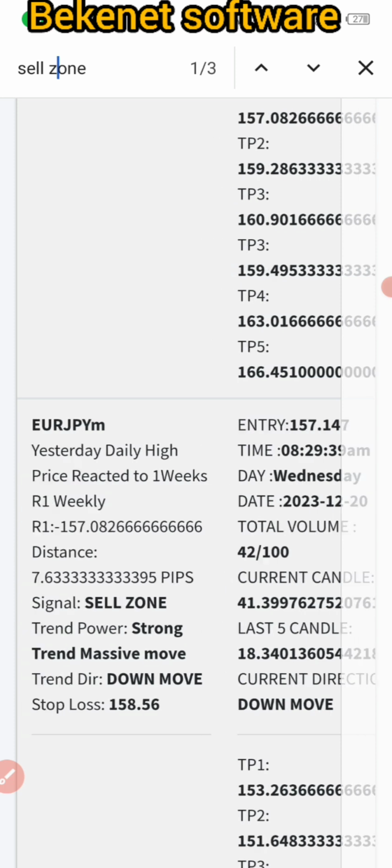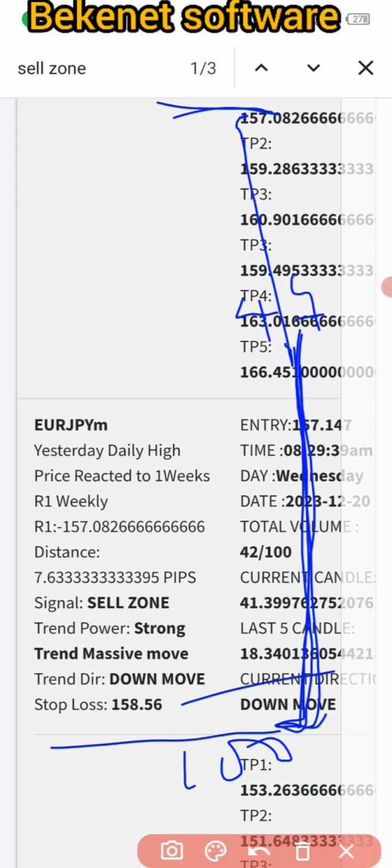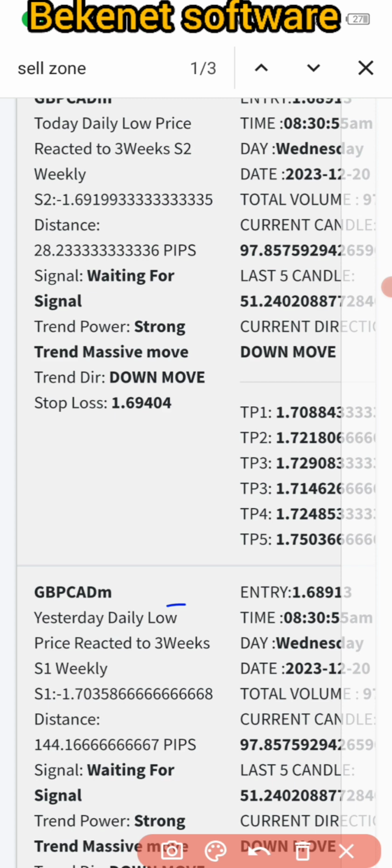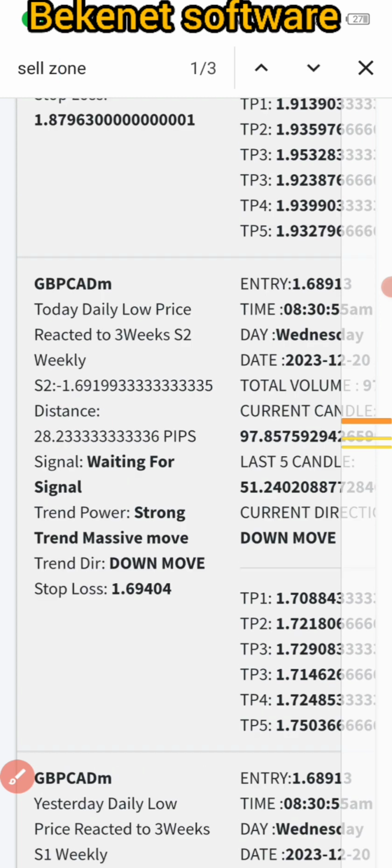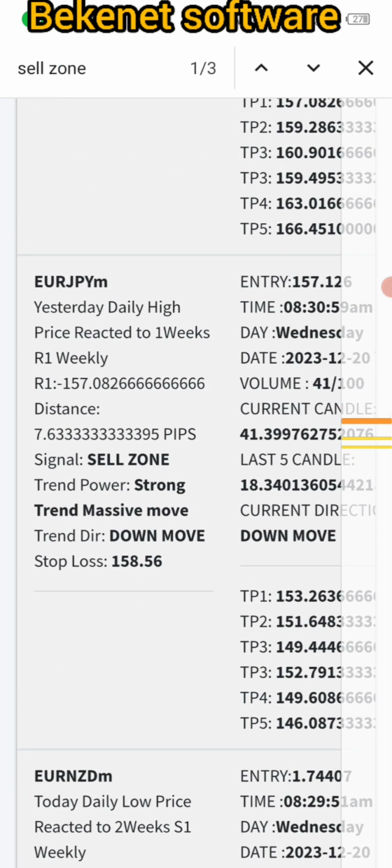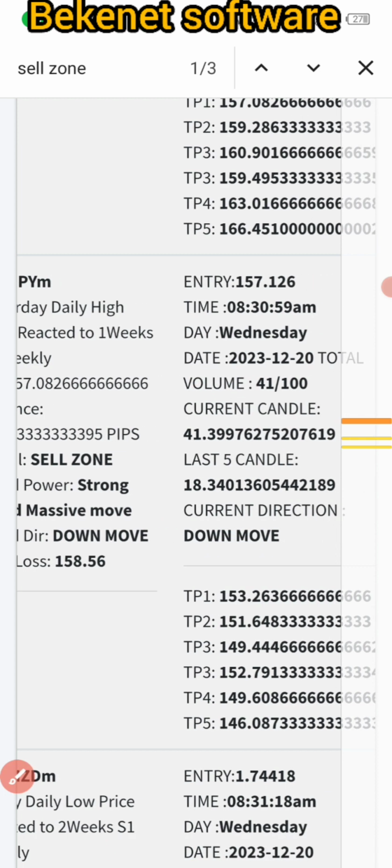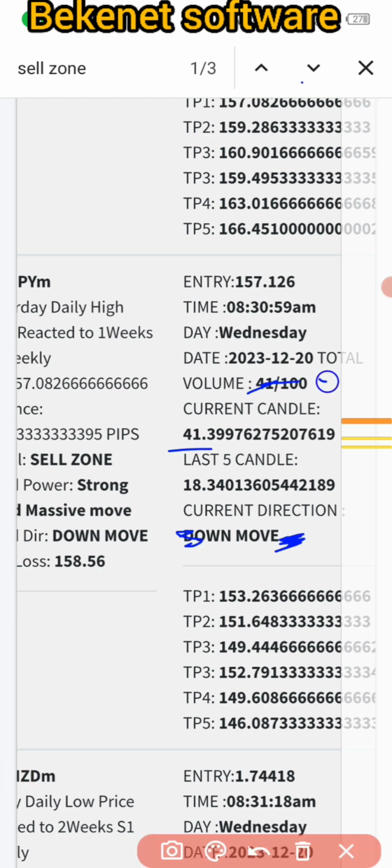A sell zone. So the thing you need to look out for, simple: sell zone, which is a signal, the downtrend, trend direction, current direction. Then the volume by the side, you will see 100 if it's a sell. If it's a buy, by the side, you see 0. A buy, you see 0 here. A sell, you see 100. You understand?